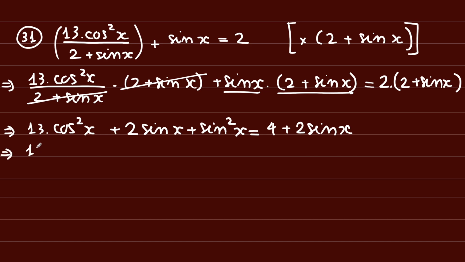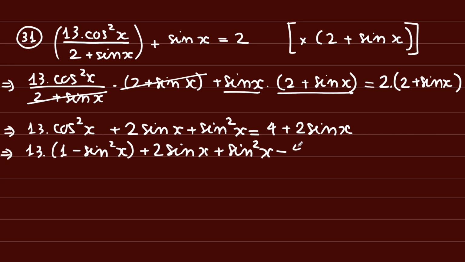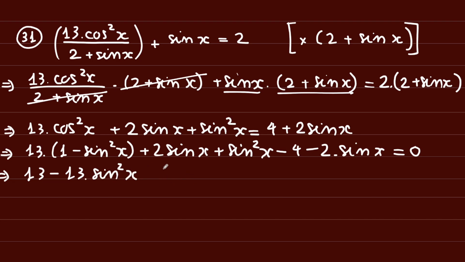Okay, so the next step, I convert cos square into sin square. Cos square means 1 minus sin square h. And then 2 sin h plus sin square h minus 4 minus 2 times sin h equal to 0. So expand the first term, you get 13 minus 13 sin square h. And after a little simplification, you get 2 sin h and minus 2 sin h cancelling, equal to 0.